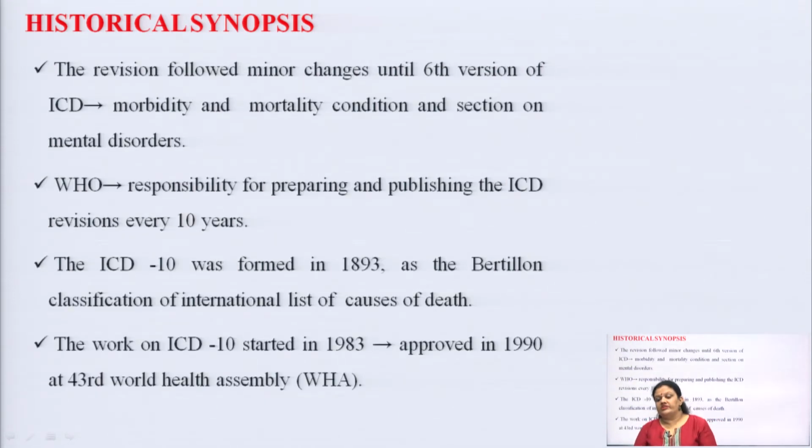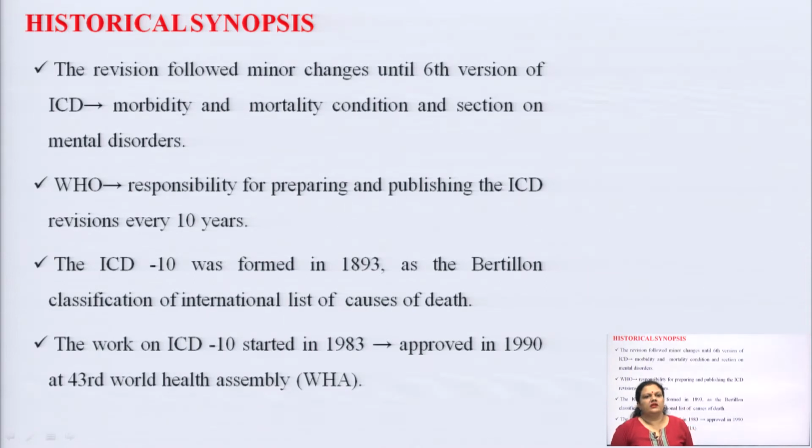Now, the revisions started with minor changes until the 6th version of ICD. So, we have ICD 1 to 6, which describe the morbidity and the causes of mortality in different classes of population, and also describe sections on mentally disordered patients. Okay.